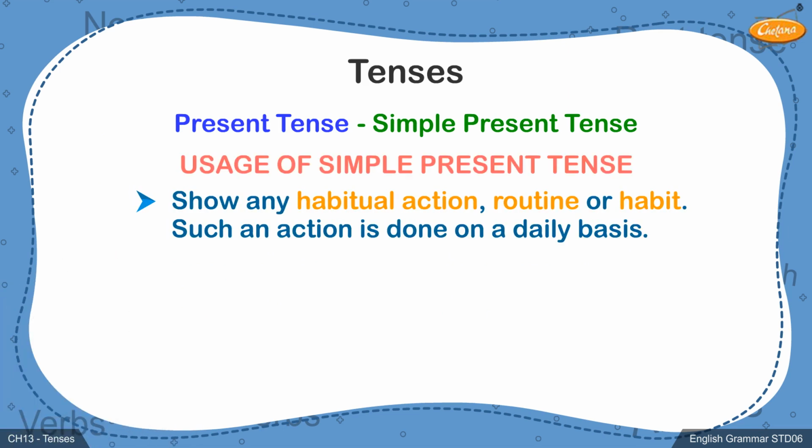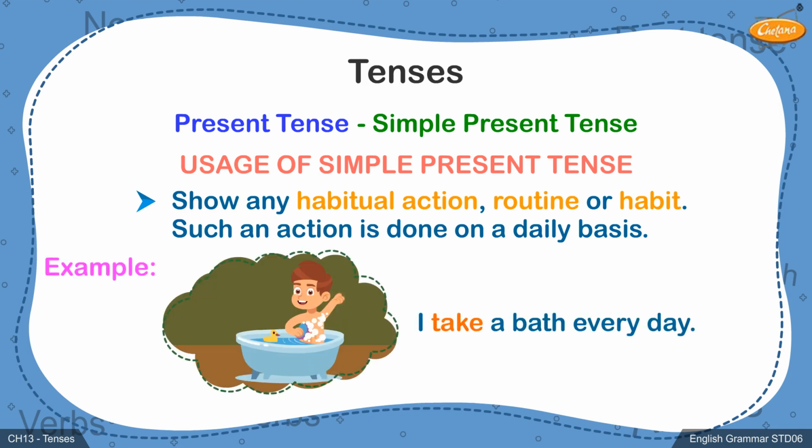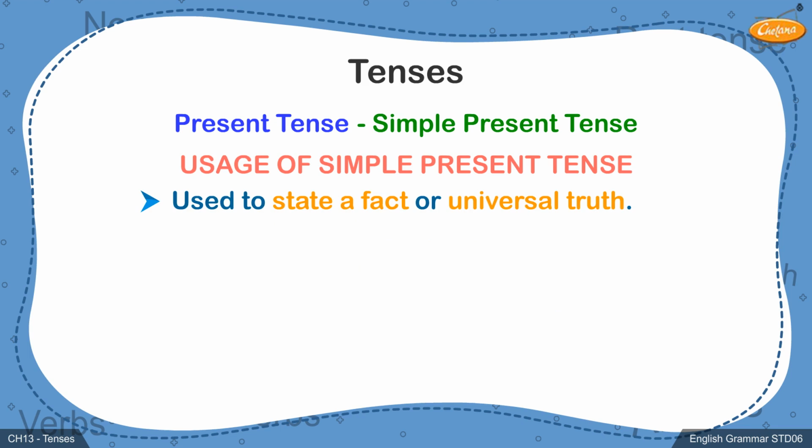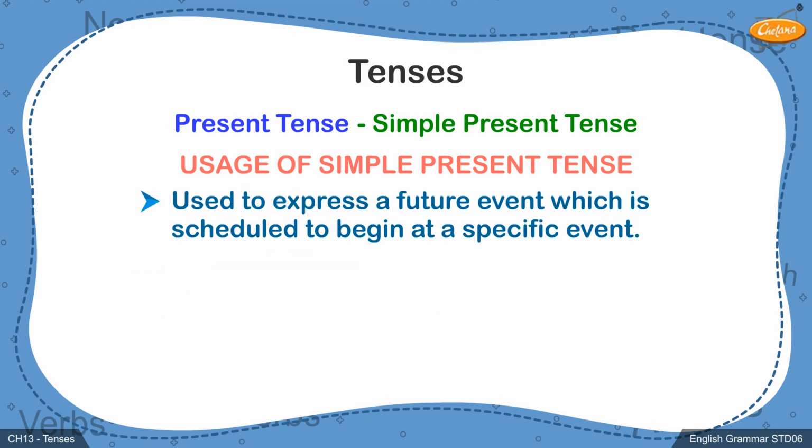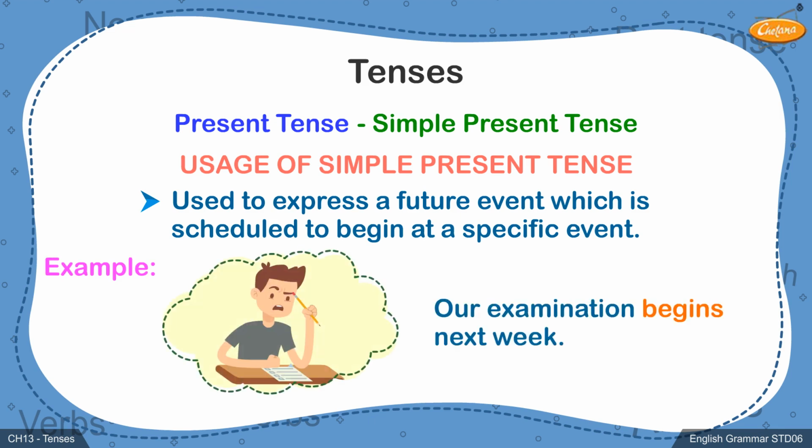First is to show any habitual action, routine, or habit. Such an action is done on a daily basis. Example, I take a bath every day. 2. This tense is used to state a fact or universal truth. Example, the sun rises in the east. 3. It is also used to express a future event which is scheduled to begin at a specific time. Example, our examination begins next week.